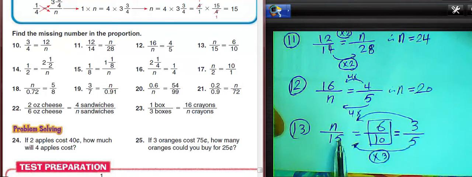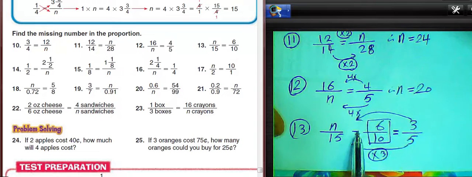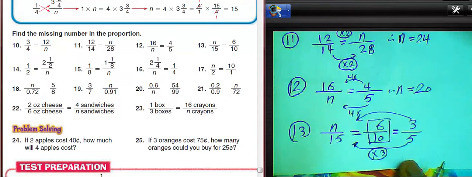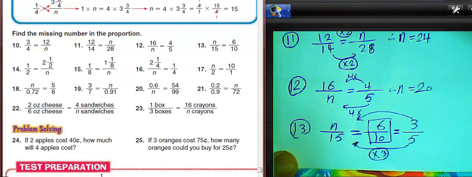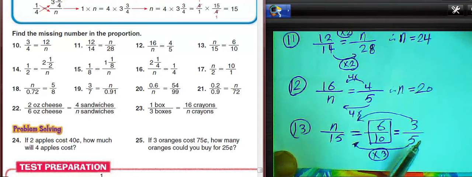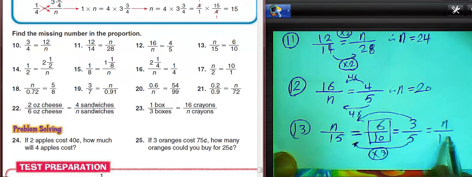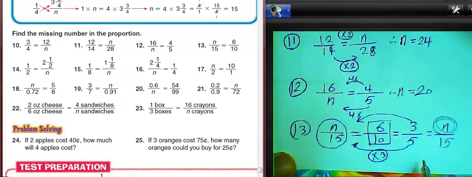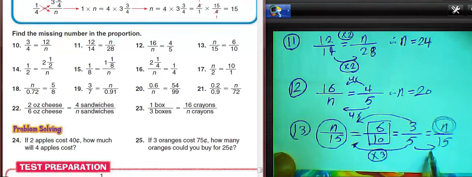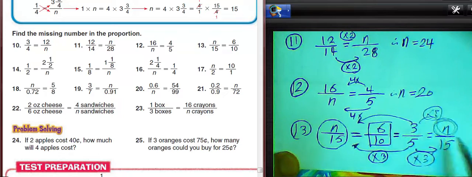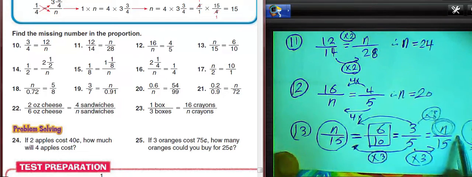Again, in this example, we have 6 over 10. It isn't in the simplest form, so we must convert this fraction to simplest form by dividing the numerator and denominator by 2, because we have even numbers. 6 divided by 2 equals 3, 10 divided by 2 equals 5. Then this fraction will be n over 15. We must find this unknown number. Ask yourself, 5 converts to 15 by multiplying by what? Multiply by 3. Then 3 multiplied by 3 equals what? Equals 9. Then n will be 9.